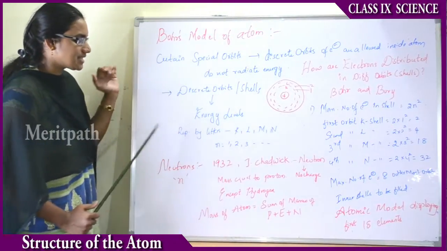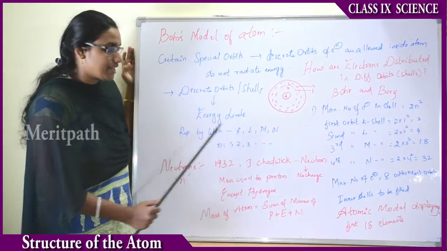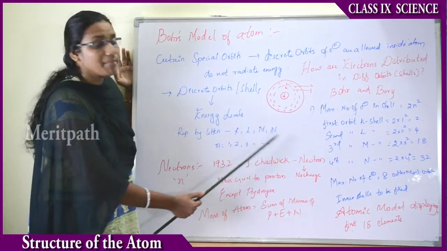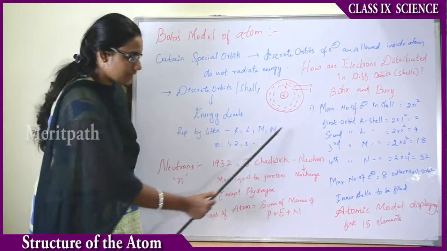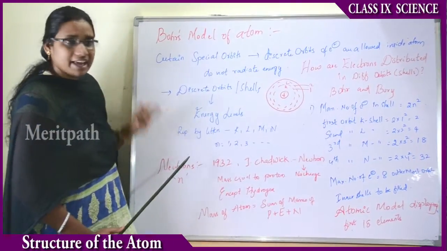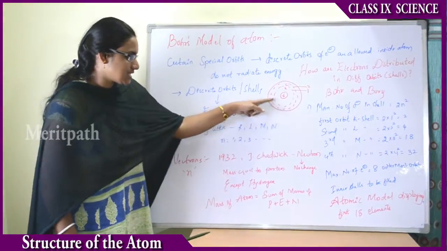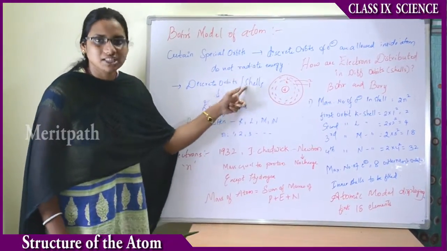By this he says that those energy levels can be represented starting from K, L, M, N, O, P, all these letters, and he has also given numbers. The representation is n equals first shell, second shell, third shell, and so on.